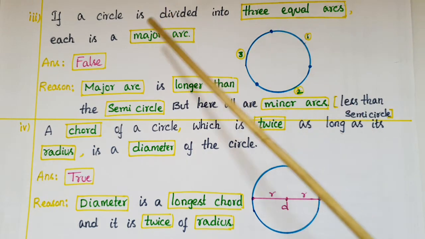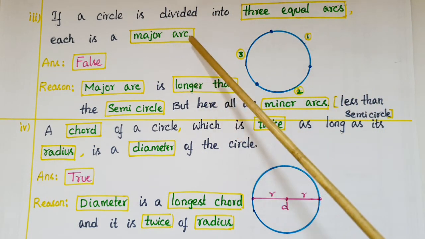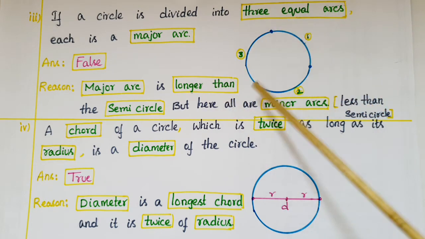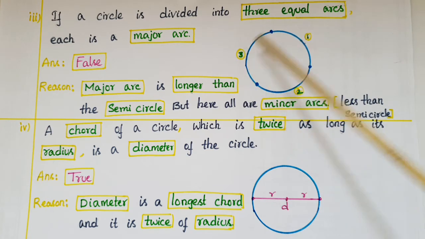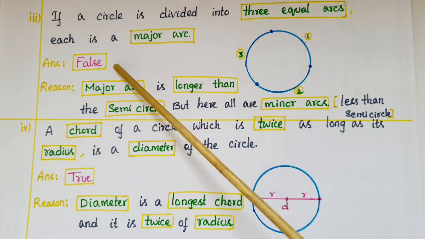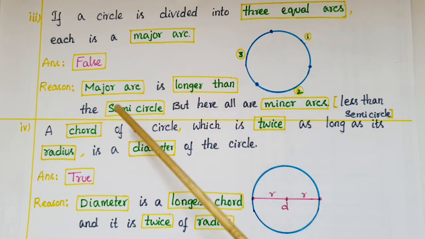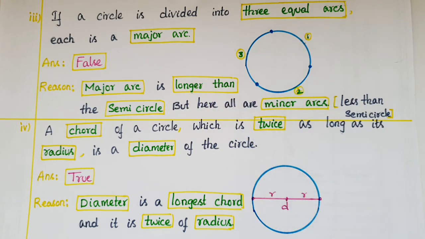Next one is: if a circle is divided into 3 equal arcs, each is a major arc. If you mark 3 points at equal distances on a circle, you observe these 3 arcs look like minor arcs because they are shorter than a semicircle. So this statement is false, because a major arc is longer than the semicircle, but here all are minor arcs.